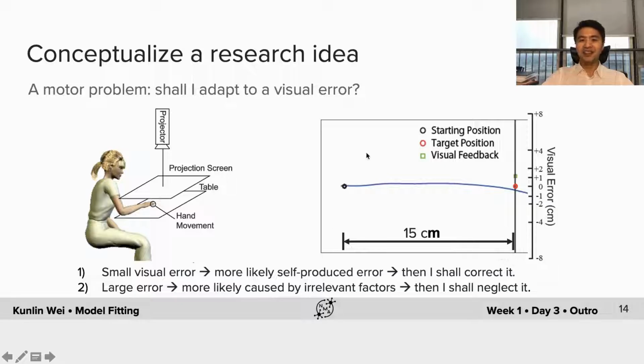All right, so this is our experiment setup. We simply ask people to do simple point-to-point reaching, and we will examine how they adapt to the visual perturbation. Will they change the hand movement in the next trial? If they change the hand deviation in the next trial, that's the indication that they learned something from the visual error.